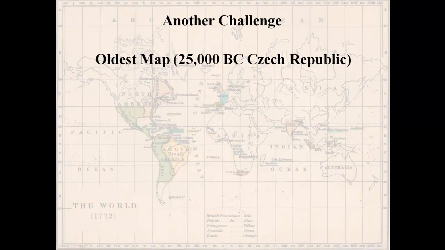So I have another challenge for you. Apparently the oldest map known comes from 25,000 years BC in the Czech Republic. And the challenge I have for you on this one is try to find an image of that map. Now I've spent some time out there trying to find an image of that map, and I just can't find an image of that map. So if you can find one, you will have met the challenge of finding the oldest map. But from 25,000 years BC to the present is a lot of time, so there's a long history in cartography.